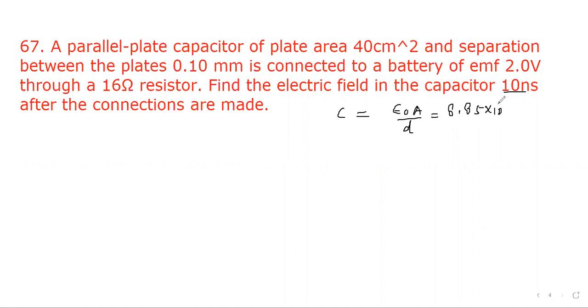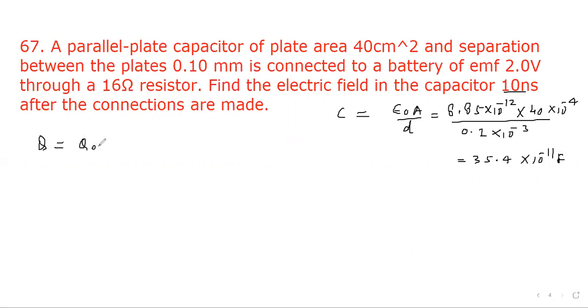8.85 into 10 to the power minus 12, into plate area 50 into 10 to the power minus 4, divided by plate separation 0.1 into 10 to the power minus 3. So this will give 35.4 into 10 to the power minus 11 farad. Now, we know Q equal to Q0 in case of charging, 1 minus e to the power minus t upon RC. And we know that E is given by Q upon epsilon naught A.